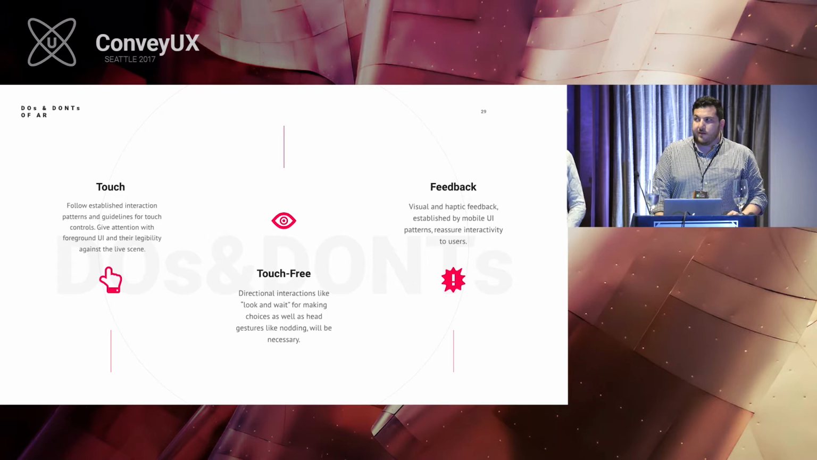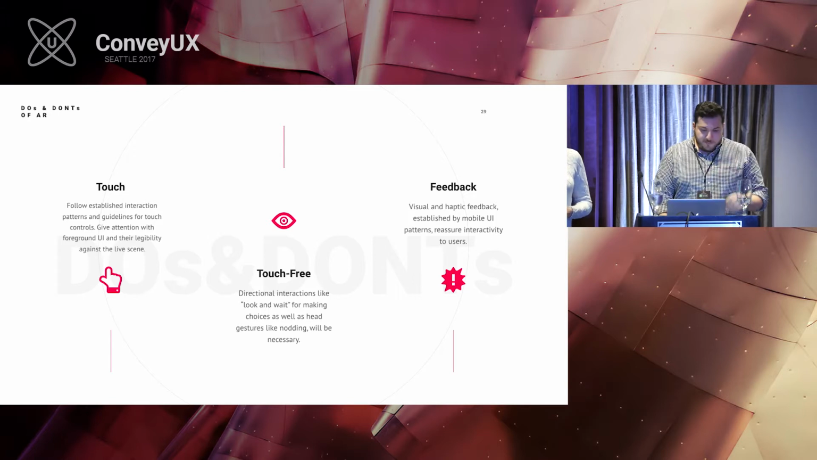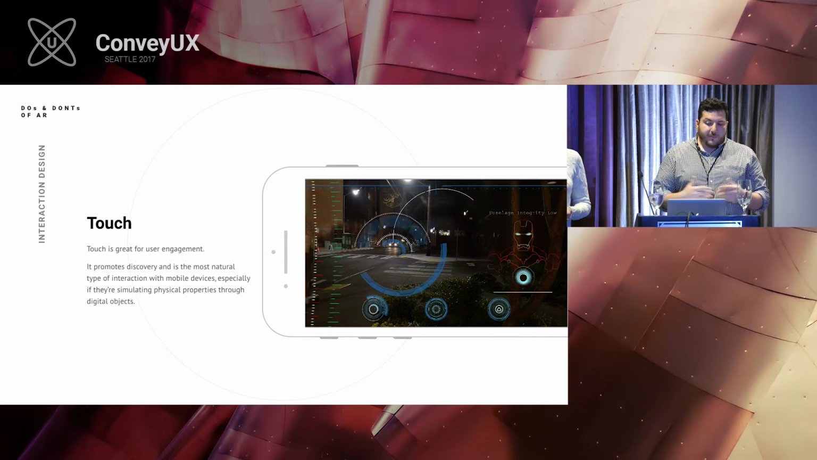And the three main areas are the touch interaction, touchless interaction, and then feedback of those interactions. So touch is the most typical type of interaction found in mobile AR. It's kind of the de facto interaction method. The thing is, though, touch fails in specific situations.